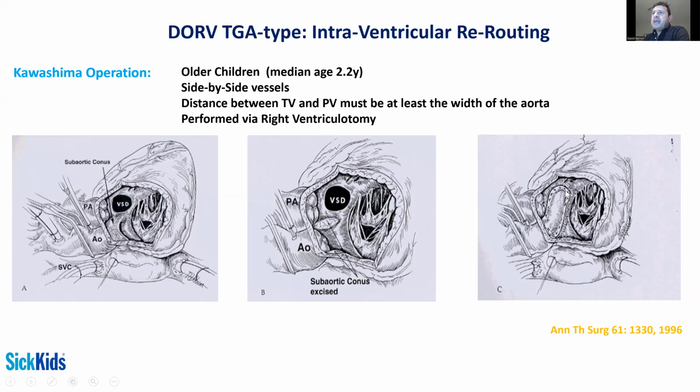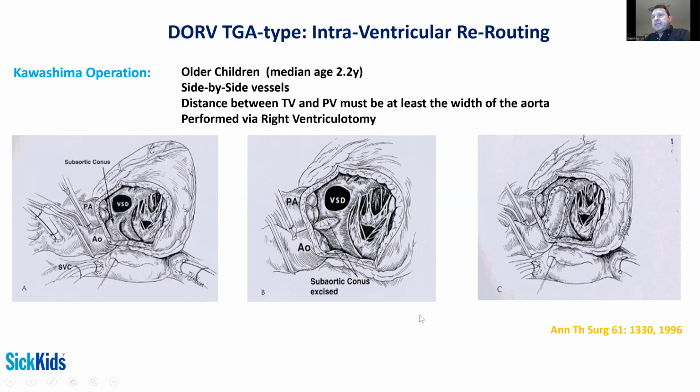And you can also see it would be very easy to create subpulmonary obstruction here if you're not careful. So you often may need to place a patch into your ventriculotomy rather than closing the ventriculotomy directly, or you may end up having created subpulmonary obstruction. So it can be difficult to do this, and it's generally reserved for older children. Usually these children have had a pulmonary artery band as a first intervention, and then they have their Kawashima repair done later on.